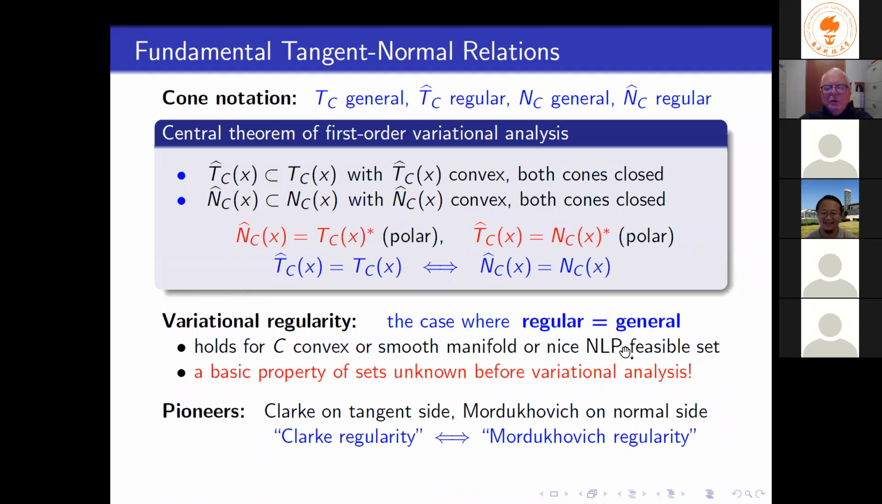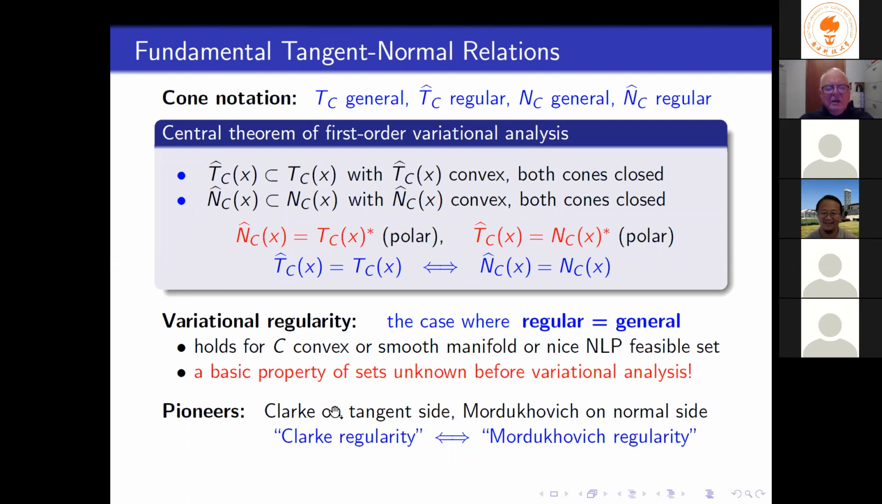For example, we will look at sets that are the graphs of subdifferential mappings of convex functions. It won't hold for such sets, but we need to use this geometry for such sets. And the interesting thing about it is that this fundamental fact about the geometry of a general closed set was unknown in all the history of mathematics until variational analysis.